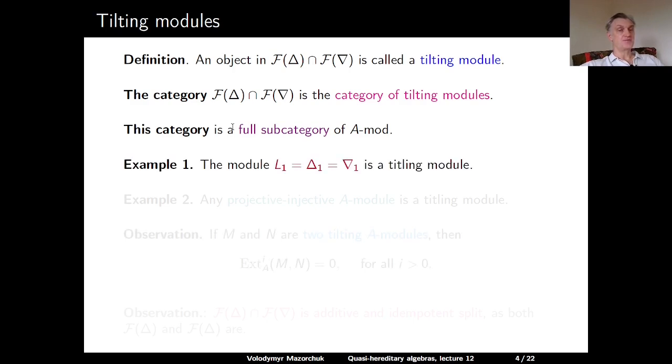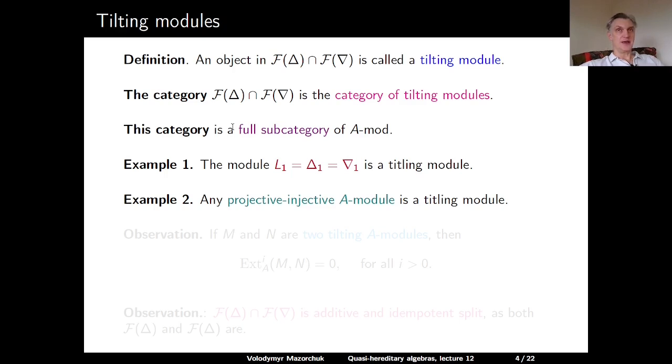For example, the simple module L1 is by definition both the standard module delta 1 and the costandard module nabla 1. So this is a tilting module. Example 2. Any projective injective A module, of course if such a module exists, is a tilting module. Because being a projective module, it belongs to F delta, and being an injective module, it belongs to F nabla.